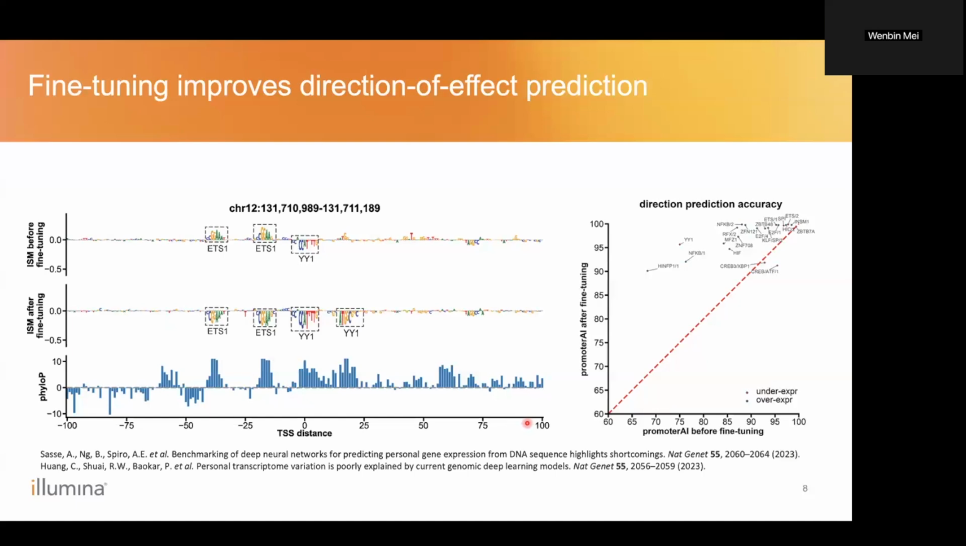Just to try to understand a little bit. When you say fine tuning, you specifically use outlier gene expression data for the fine tuning here. Yes, that is correct. Okay, thank you.